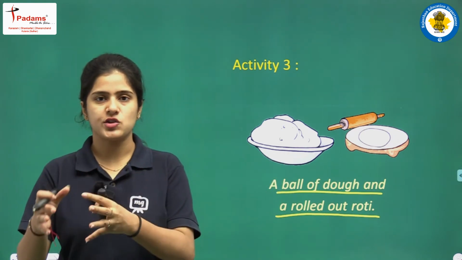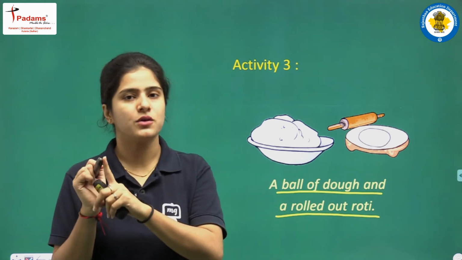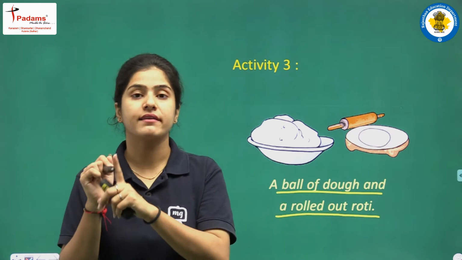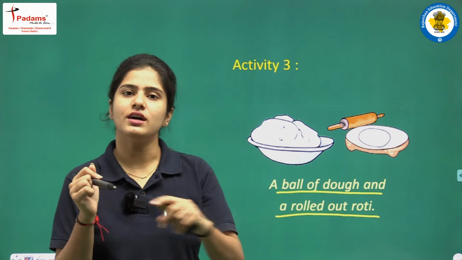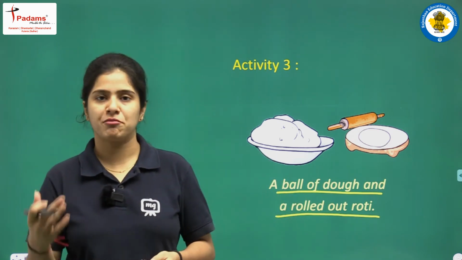So these are three changes. In the first, a girl is blowing air into a balloon, right? The second change was to fold a paper to make it an aeroplane. The third change, to make a roti out of a dough, okay, students? So these were the three changes that we have brought.